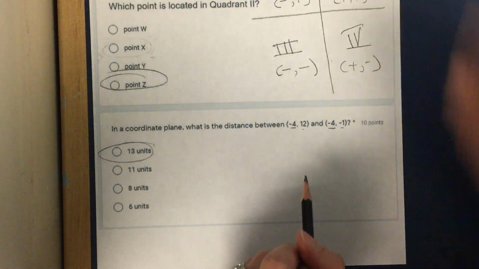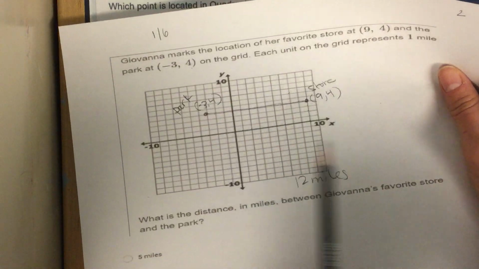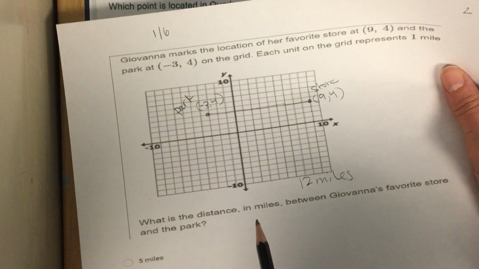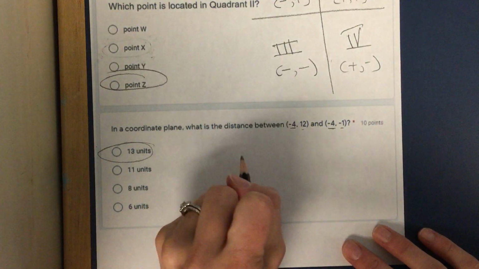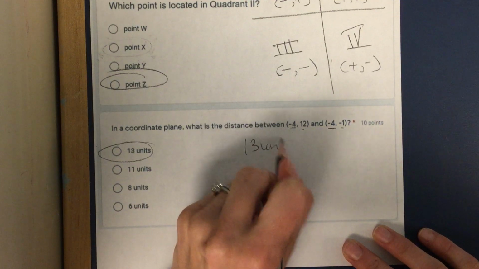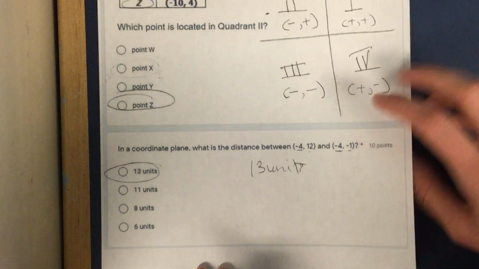You could take an old coordinate plane, like pull this one back up if you need to, and you could plot it on here if you needed to see that visually. But there's going to be a difference of 13 units. Okay, y'all make sure you go back and check your answers and look at these.